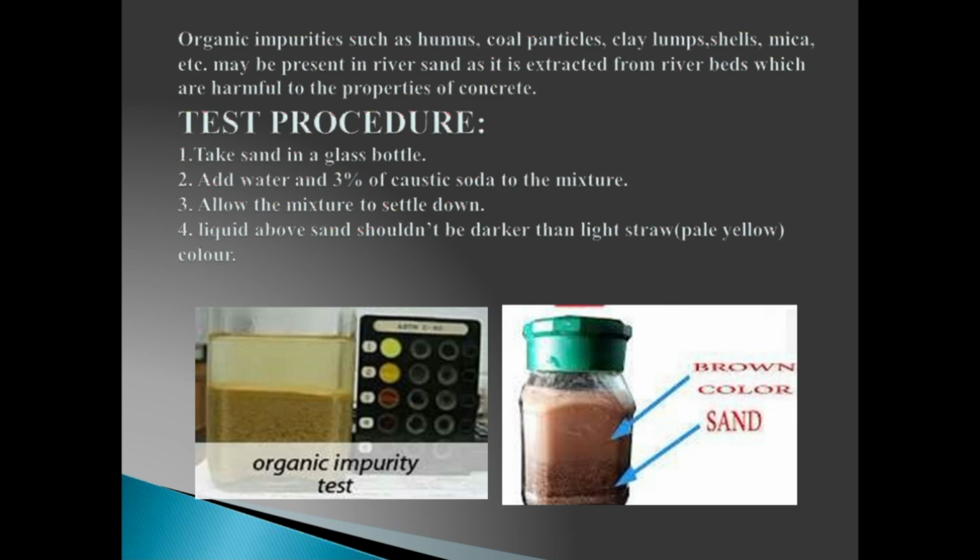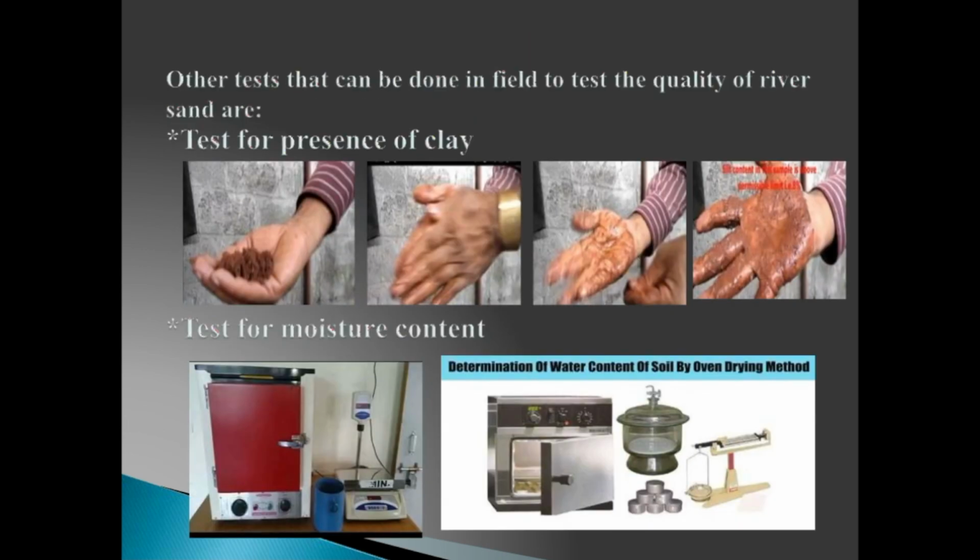If the color is a marked yellow or brown, it indicates the presence of an excessive amount of organic matter. Such impurities can be removed by washing the sand. Washing has an additional advantage of removing any salts in the sand.